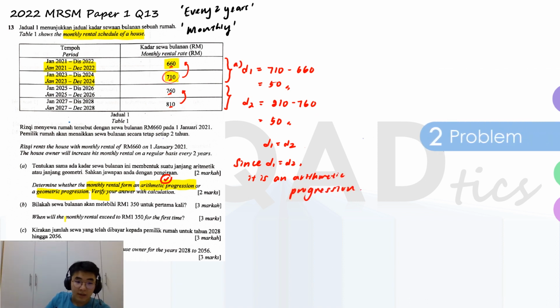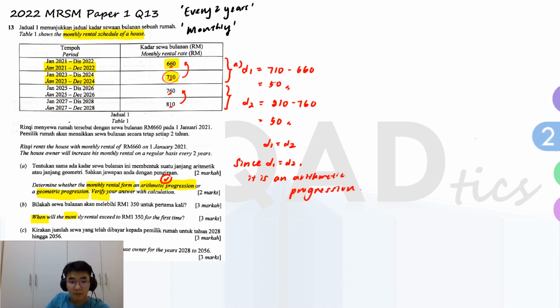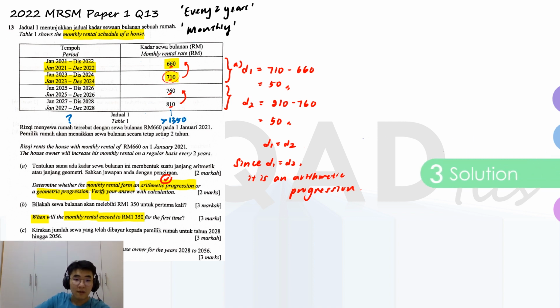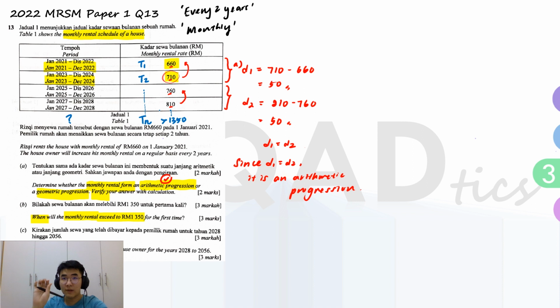Okay, so for part B, we need to find when this monthly rental will exceed 1350 for the first time. Going back to the table, this means we need to find the period where the value here is more than 1350 for the first time. Let's assume 660 is T1, 710 is T2. We're not really sure which term will be the first term to exceed 1350.